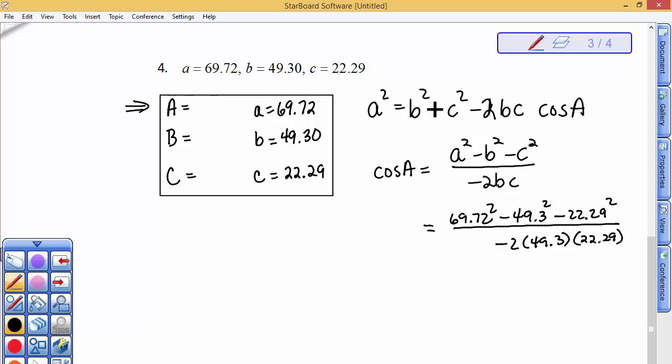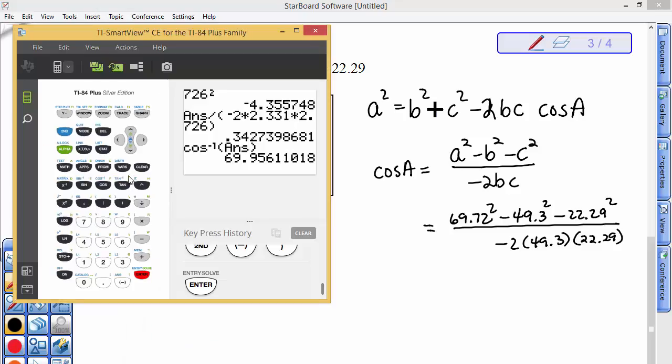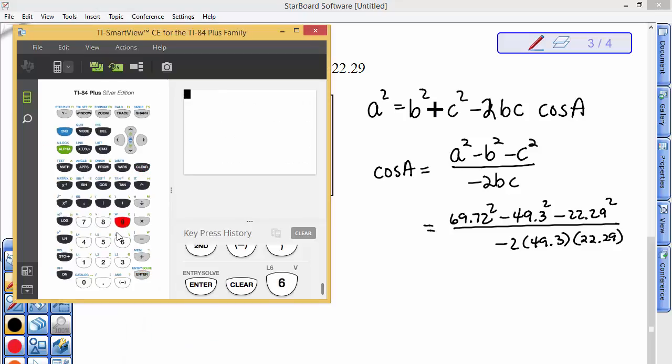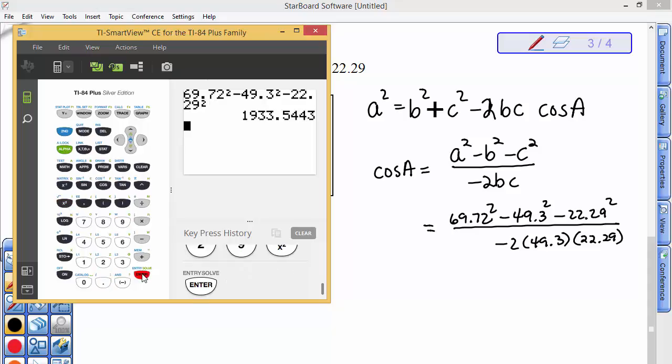And let's do that on our calculator. So I'm going to take you through that. 69.72 squared minus 49.3 squared minus 22.29 squared. And I'm going to hit enter so I know what the numerator is. Then I'm going to divide that by, in parentheses, the denominator. This is what you might forget to do, so please be careful. Don't put any more parentheses in there. That way you won't go closing those and use order of operations incorrectly.